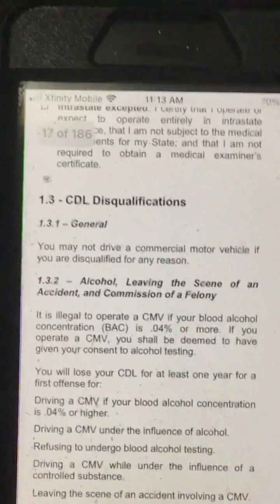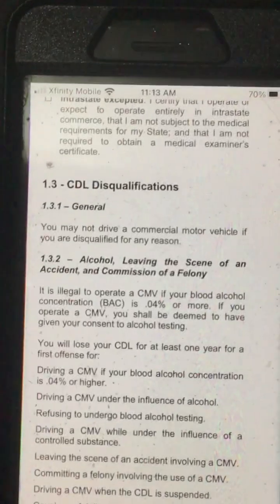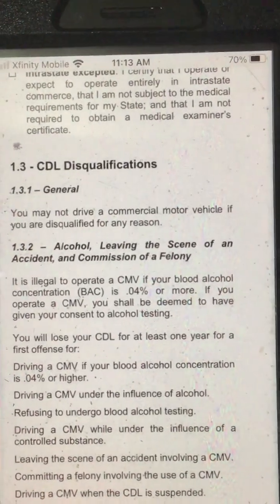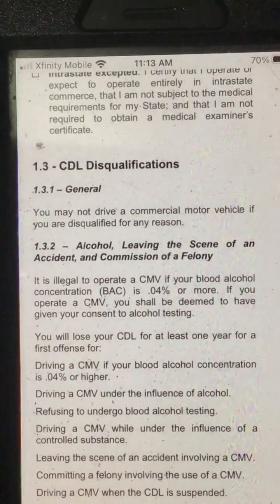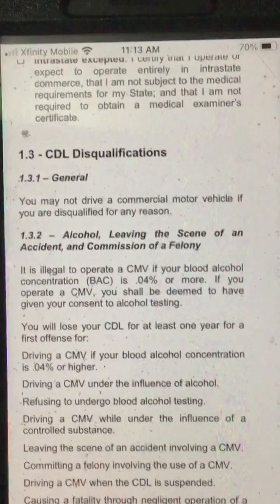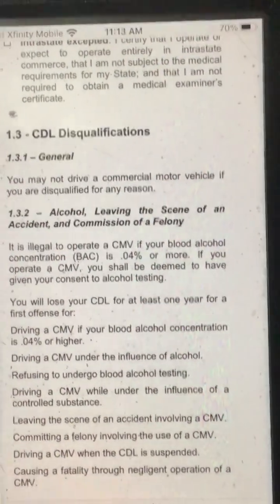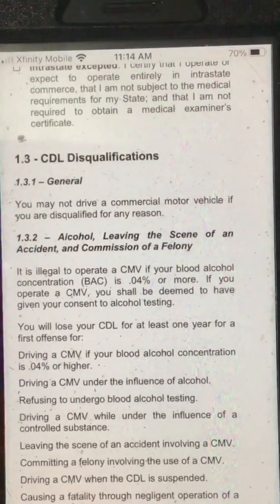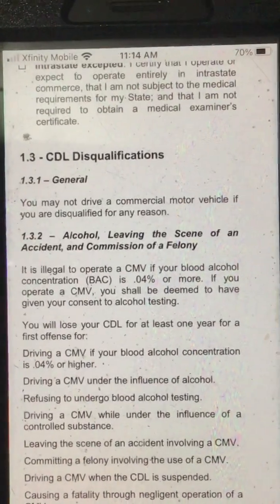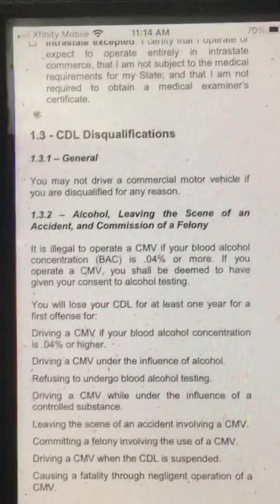1.3 CDL disqualifications. 1.3.1 General. You may not drive a commercial motor vehicle if you are disqualified for any reason. 1.3.2 Alcohol, leaving the scene of an accident, and commission of a felony. It is illegal to operate a CMV if your blood alcohol concentration, BAC, is 0.04 or more. If you operate a CMV, you shall be deemed to have given your consent to alcohol testing.